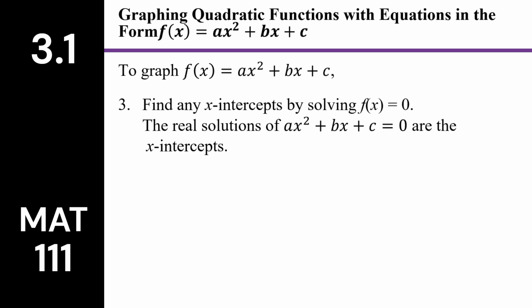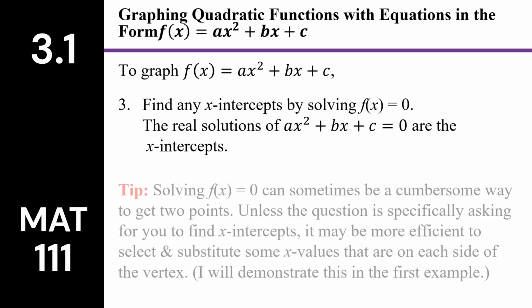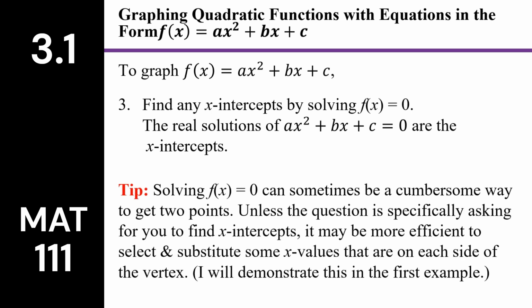The third step is to find any x-intercepts by solving f of x equals 0. The real solutions of ax squared plus bx plus c equals 0 are the x-intercepts. Note that solving f of x equals 0 involves the quadratic formula, which can be somewhat cumbersome. So sometimes, if they're not specifically asking for us to find the x-intercepts, we'll find other points instead by substituting x values that are on either side of the vertex.